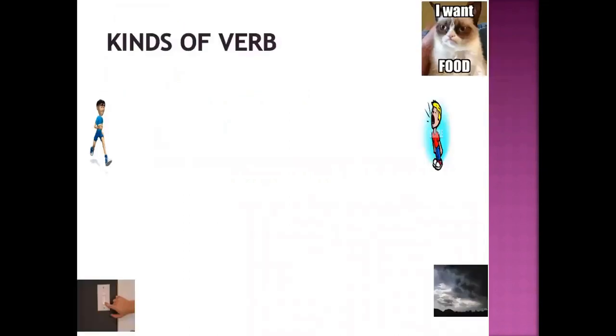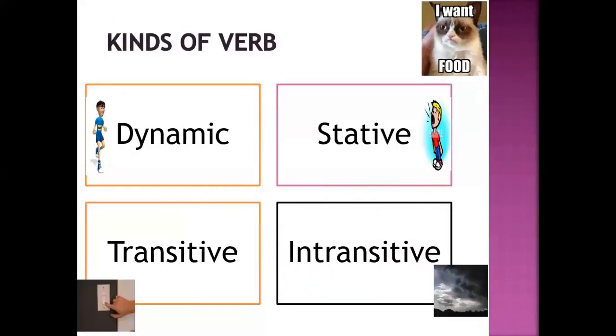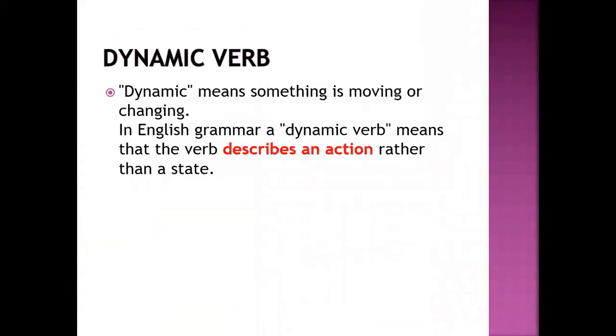Let's check the kinds of verbs. We are going to discuss today four kinds of verbs: dynamic, stative, intransitive, and transitive. First, the dynamic verb. Dynamic means something which is moving or changing. In English grammar, a dynamic verb means that the verb describes an action rather than a state.